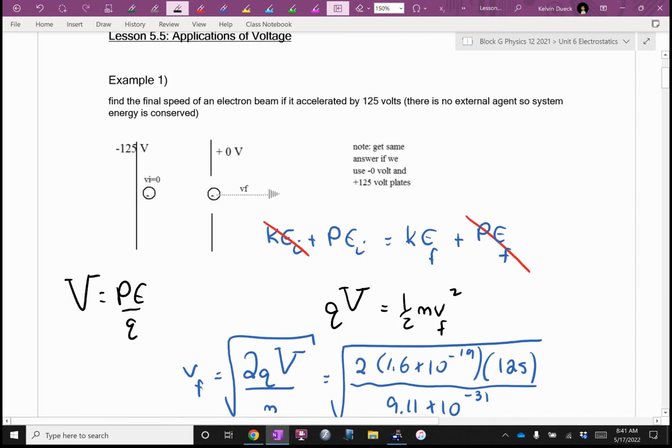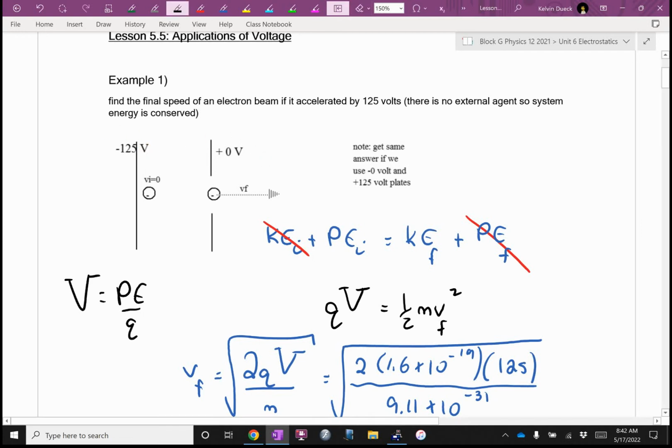By the way, what if instead of having negative 125 and 0, don't write this down, what if I had 0 and positive 125? Same effect, because like charges repel, unlike charges attract, it will be attracted to the right because of the positively charged plate, and it's still going through a change in voltage, a potential difference of 125 volts. Or we could have set this up for some strange reason with negative 25 and positive 100. That's still going to behave exactly the same way. It's going to be repelled by the negative while simultaneously being attracted by the positive. You're good.